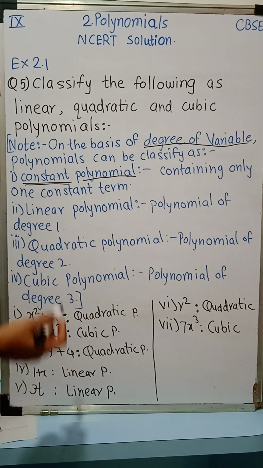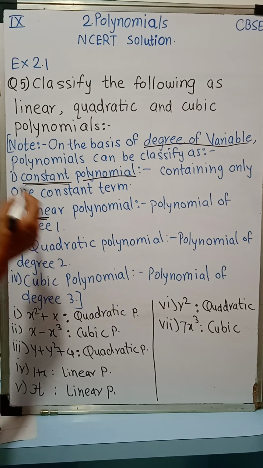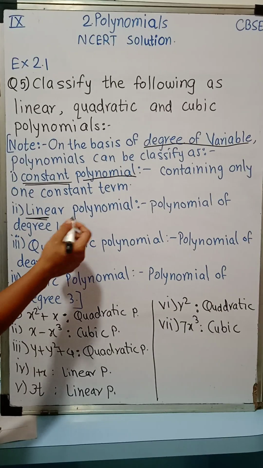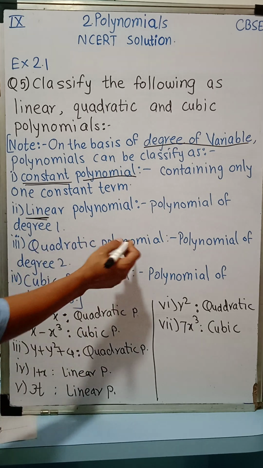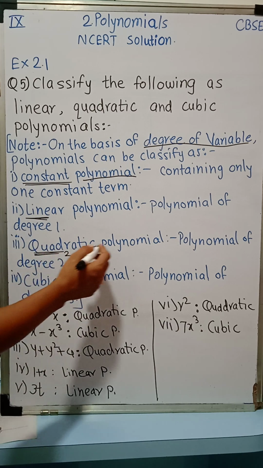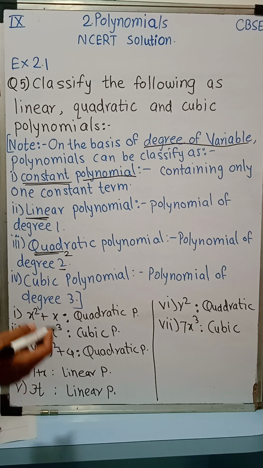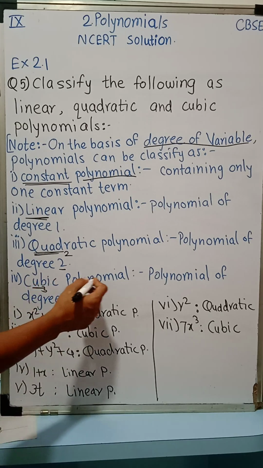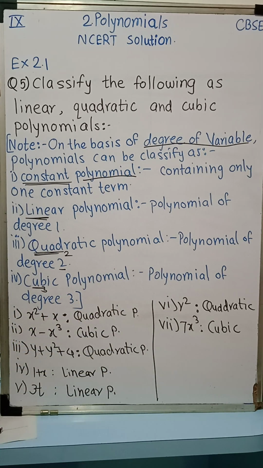Let's move to the next, the linear polynomial. Linear means what? Line. So a polynomial of degree 1 is called a linear polynomial. Next, the quadratic polynomial. The meaning of quad is 2. So a polynomial having degree 2 is called a quadratic polynomial. And cube means 3, so a polynomial of degree 3 is called a cubic polynomial.